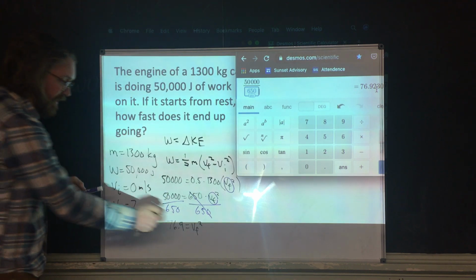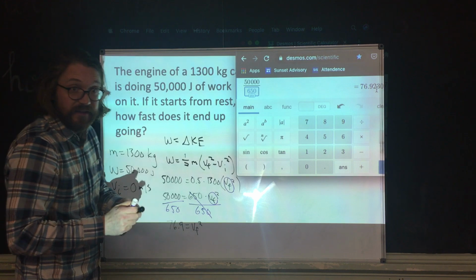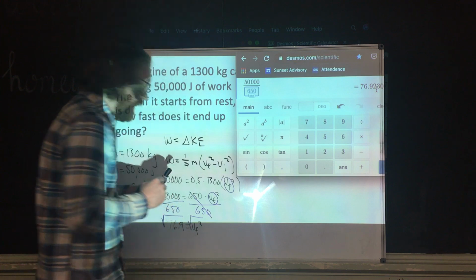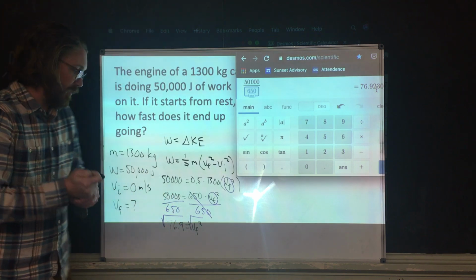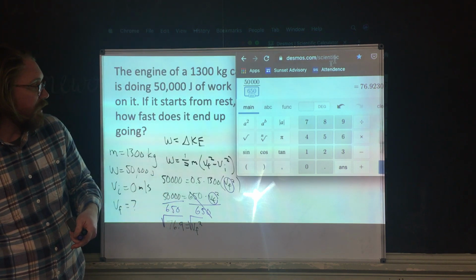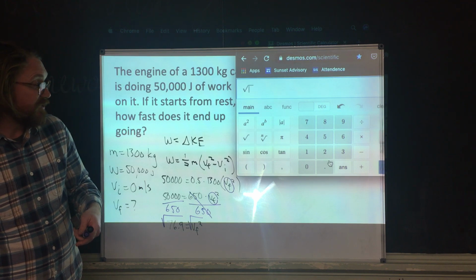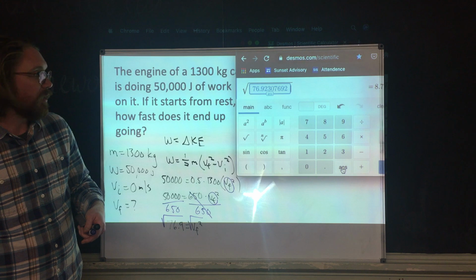We're trying to get VF by itself, so we have to get rid of that square. We have to do the opposite of squaring, which is taking the square root. Again, it's just going through the same steps we've always done. So all I have to do now is hit enter, square root, and if I hit the answer button, boing, that number comes right there.